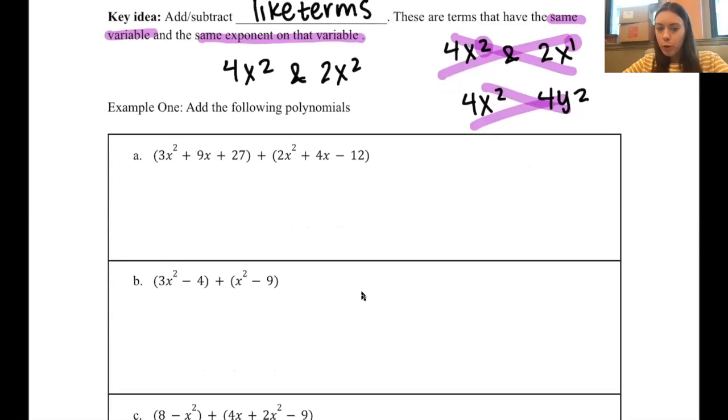I'm going to do A and B with you guys, and then you can pause and I'll show you the answers to C and D real quick, or you can go on to the next page of notes, and then I'll post all of these on Google Classroom.